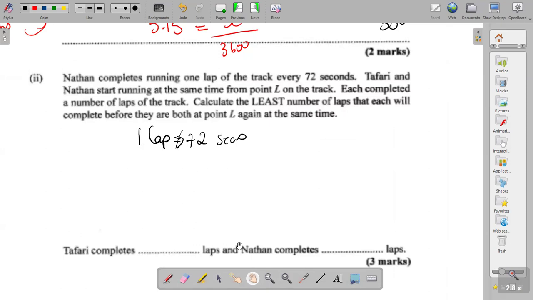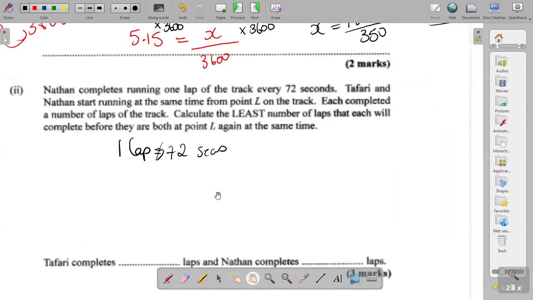It's similar to probability, actually similar to LCM. Anytime somebody asks to find the least number of laps each person can complete to be at the same place at the same time, everybody understand what I'm saying? What is the LCM? The lowest common multiple.